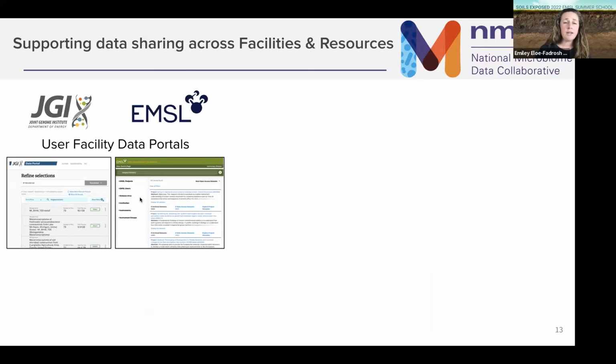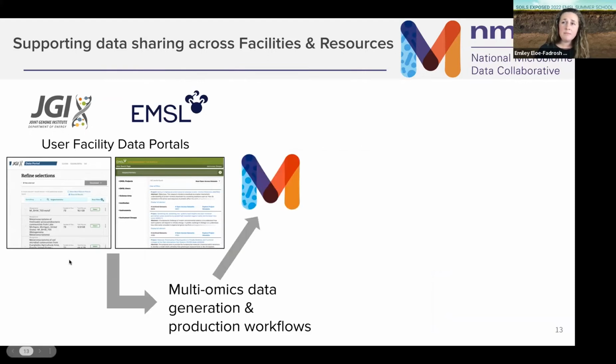So the JGI and EMSL both have these user facility data portals that are pictured here. And what the NMDC does is able to access that data through APIs from those resources to integrate multi-omics data. So if you're a JGI or an EMSL user, you're probably familiar with the process of going to those data portals and accessing data through those systems. What the NMDC is doing is to pull data across those two user facilities and be able to provide it within our data portal for access and for search and discovery.